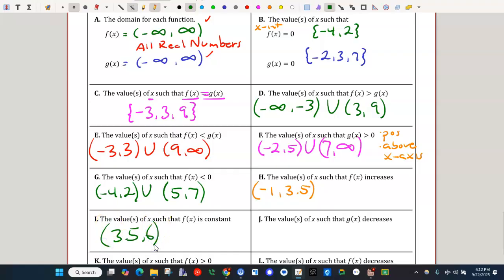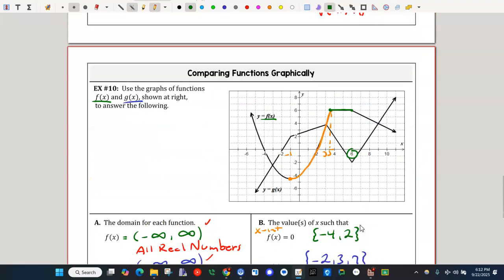It is constant. And actually, it includes those endpoints as well. Yeah, starting at 3.5, including 3.5, is now constant. Okay, next, the values of x such that g of x is decreasing.